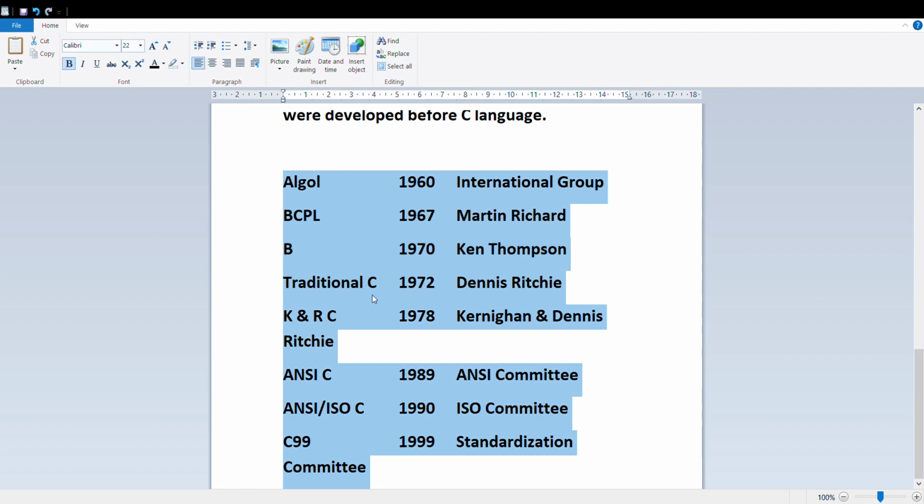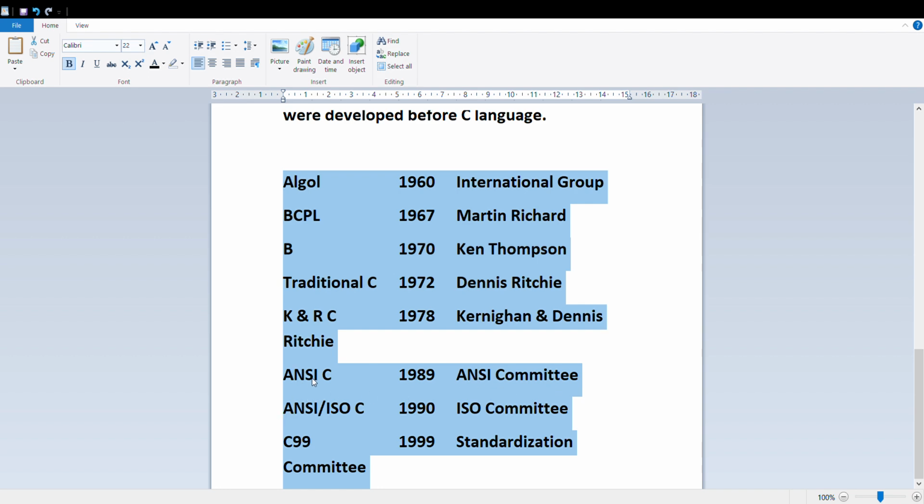Next, traditional C, which we simply call C. The C programming language was designed by the father of C language, Dennis Ritchie, in 1972. Later, K&R C in 1978, and ANSI C in 1989, developed by the ANSI committee.